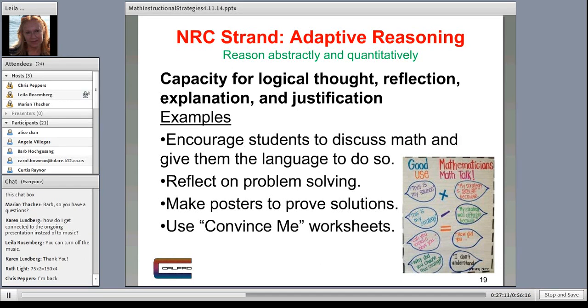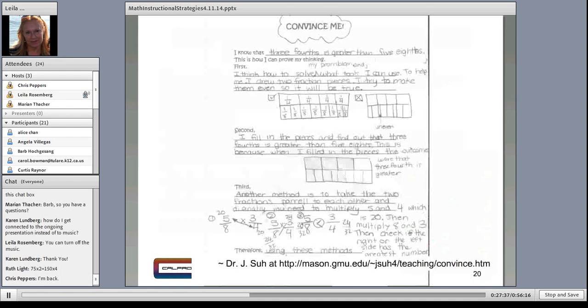Dr. Su suggests the following examples of how to teach adaptive reasoning. Use math talk to encourage students to discuss math. Ask students to reflect on problem solving and have students make posters that prove how they arrived at a solution. She has a downloadable Convince Me worksheet on her website that guides students in explaining how they arrived at a solution. So let's take a look at this next slide.